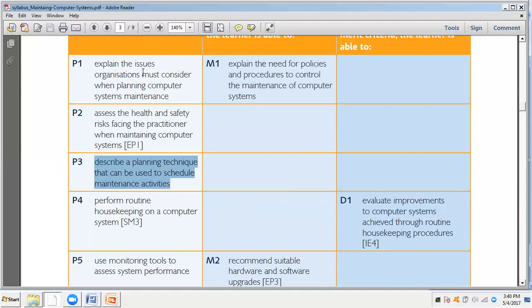I think these two topics have been completed in 2 lectures, right? Issues, organization, considering planning, computer system maintenance. I just completed this: assess health and safety risk of facing the practitioner when maintaining a computer system. So this topic has been finished. In the next lecture, I will try to cover it in such a way that you should be able to do this P3.